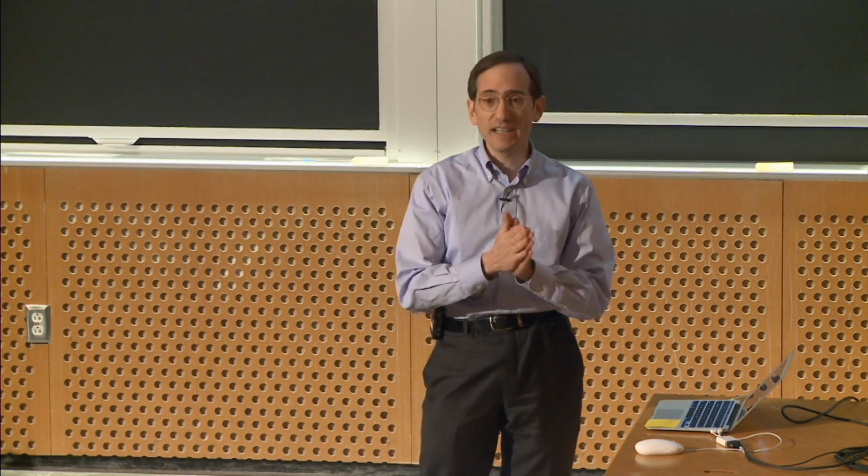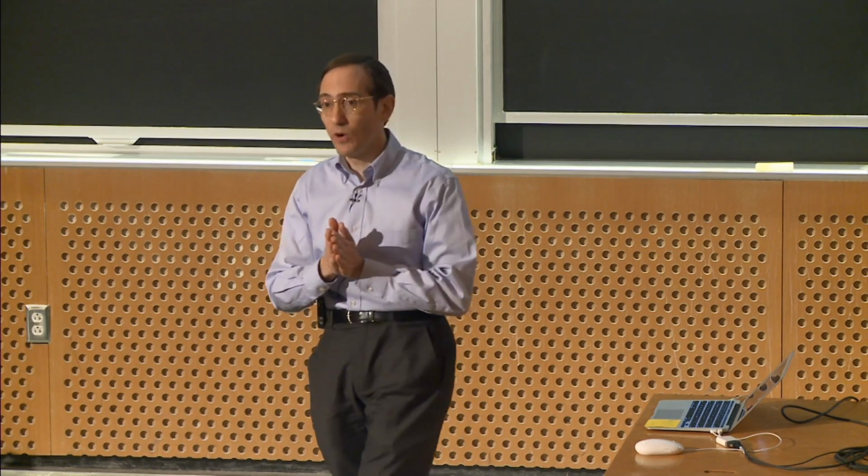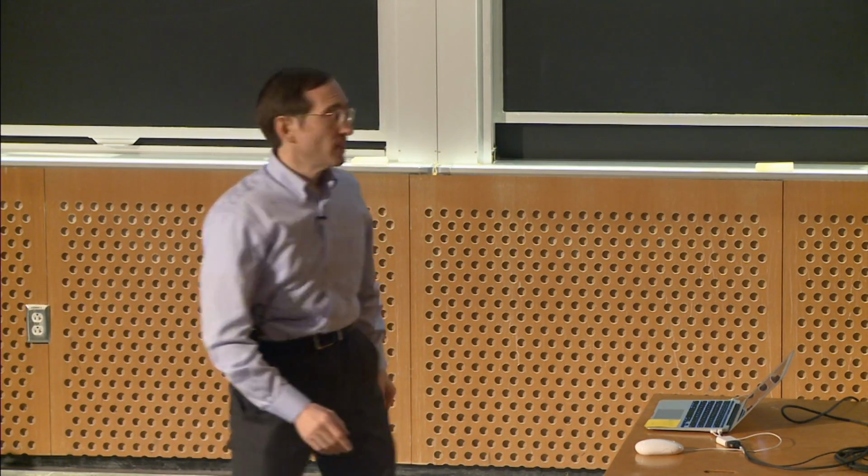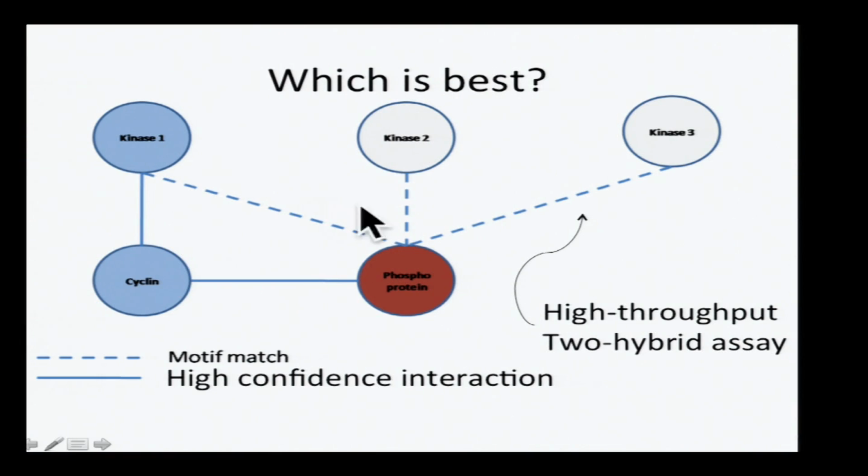So in general, if I've got a set of kinases that all have equally good sequence matches to the target sequence, represented by these dashed lines, but one of them is physically linked as well, perhaps directly or perhaps indirectly, I have higher confidence in this kinase because it has physical links than I do in these.